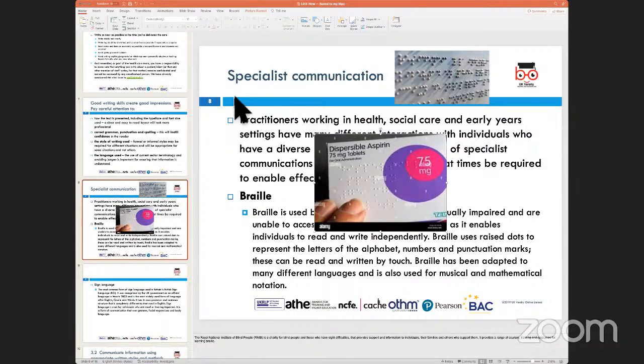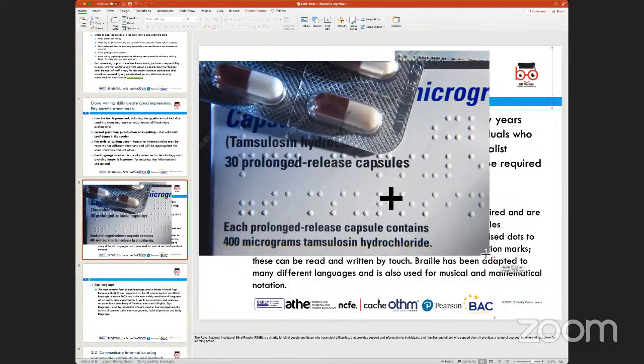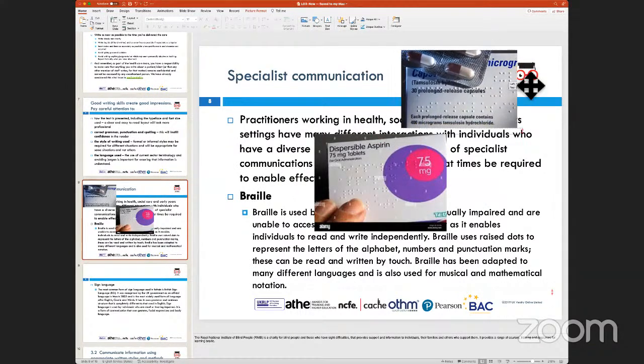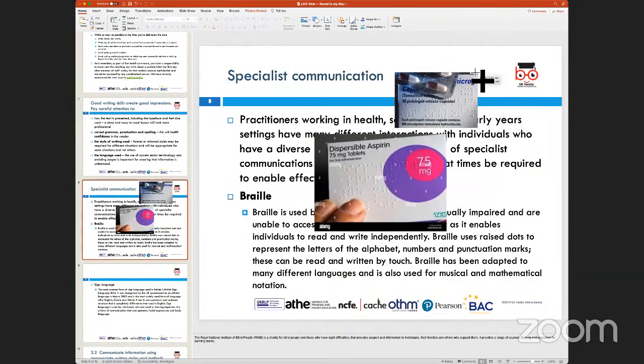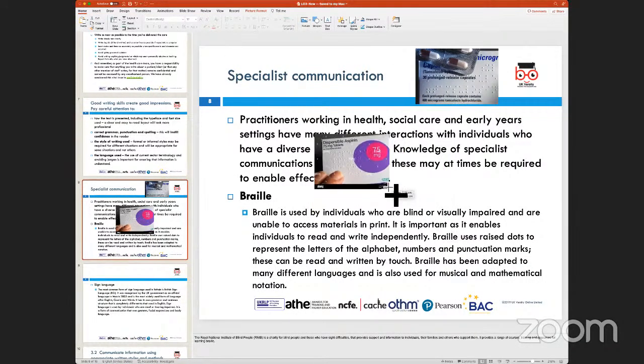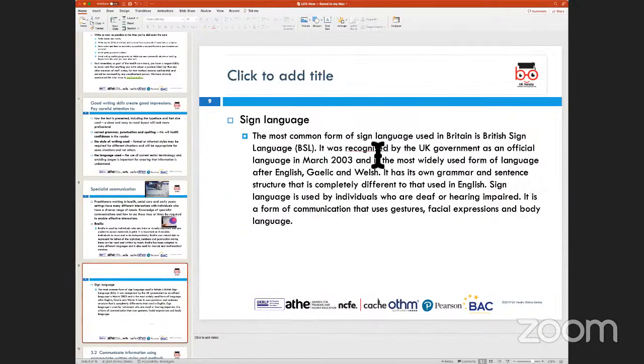Most pharmaceutical companies, as I can show you some examples here, use Braille essentially on the medicine boxes. And this is done in order to ensure that patients who have a disability in terms of sight are able to clearly read by using this particular language. And this is the use of specialist communication, when we talk about one of the types.